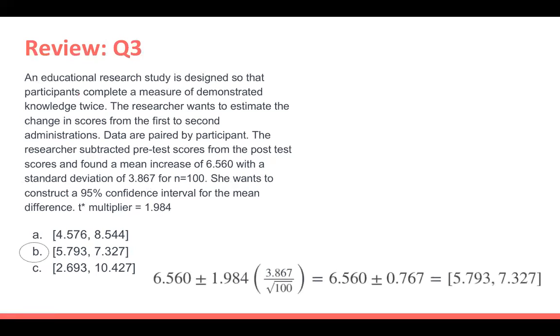And then to calculate our standard error here, we just take our standard deviation, from the formula from the last problem, so 3.867, divided by the square root of our sample size, which is 100. After multiplying that out, we get a margin of error of 0.767, and then we add and subtract that to our sample statistic, and we get 5.793 and 7.327 as our final answers.